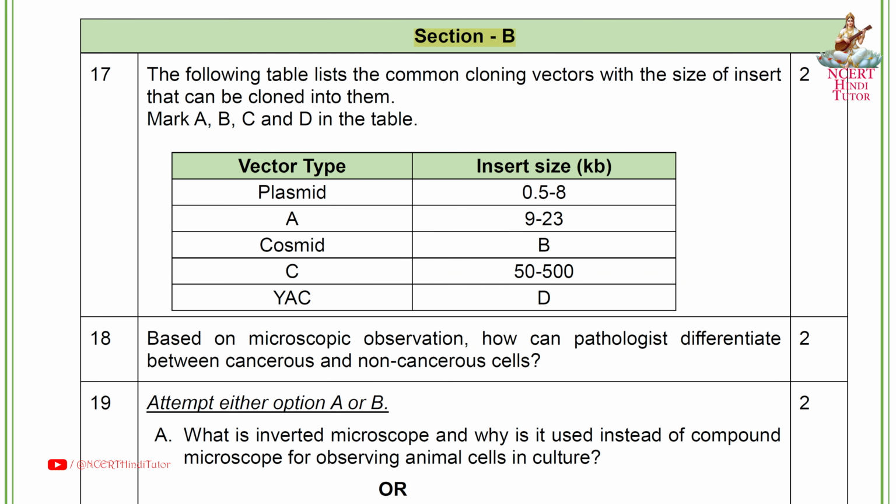Section B. Question 17. The following table lists the common cloning vectors with the size of insert that can be cloned into them. Mark A, B, C and D in the table. Column 1 is vector type and column 2 insert size in KB.